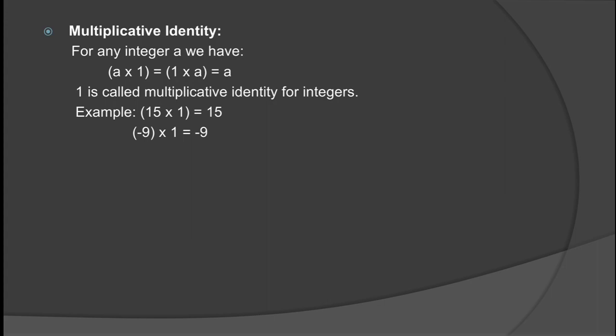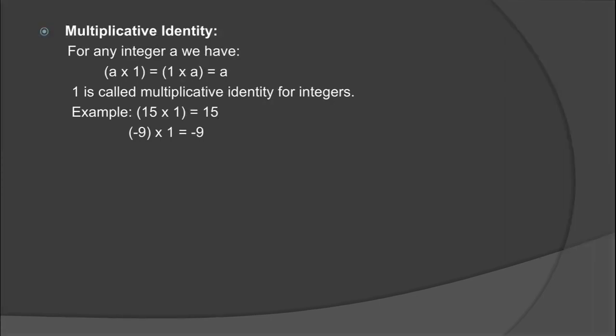For example, if we have a given integer 15, then when we multiply 15 by 1, it gives the same integer 15. Or another example, we have a given integer minus 9. When we multiply minus 9 by 1, again it gives the same result, minus 9. It produces no effect on the given integer. Hence, 1 is called multiplicative identity.